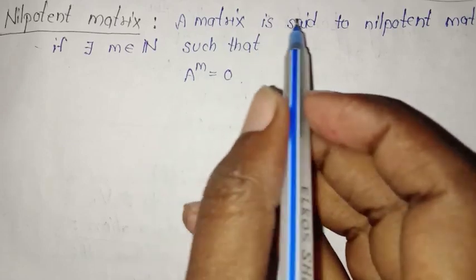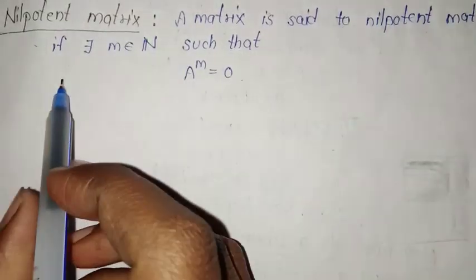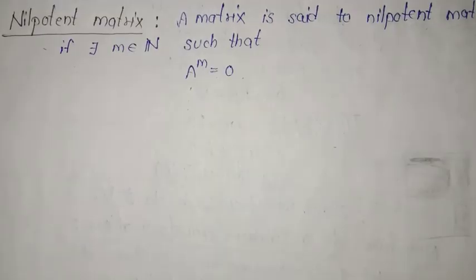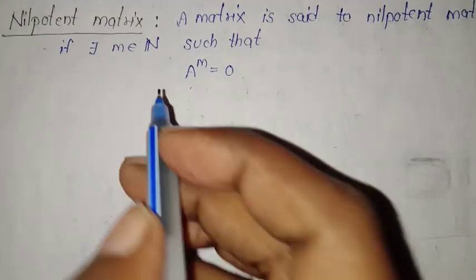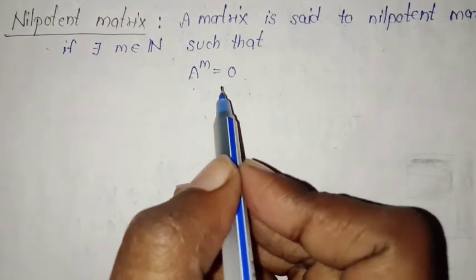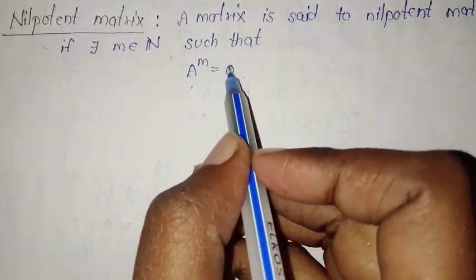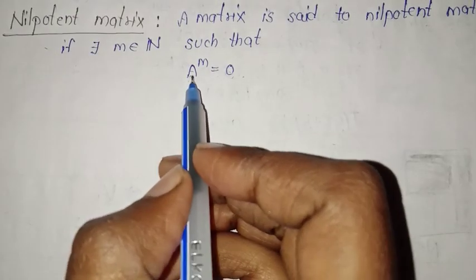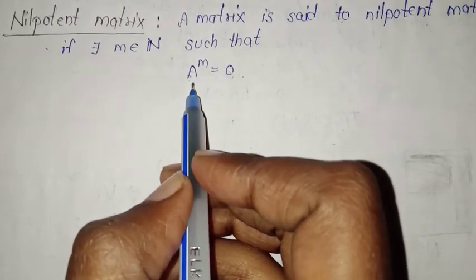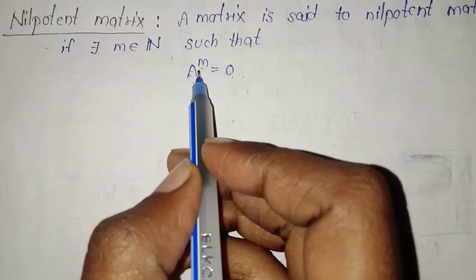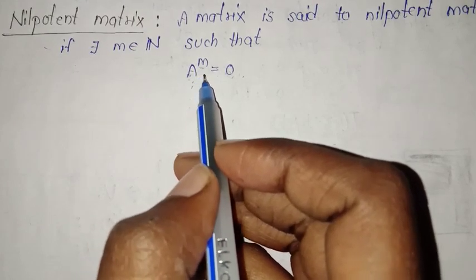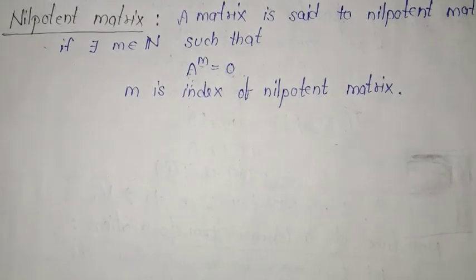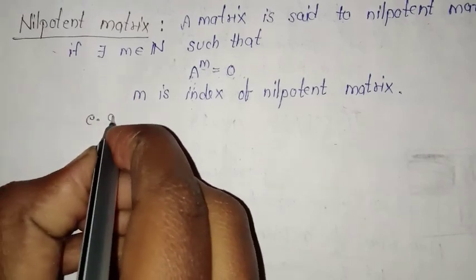A matrix A is said to be a nilpotent matrix if there exists m belongs to N such that A to the power m is equal to 0. That means if you multiply the given matrix by itself m number of times and you get the 0 matrix, this is the null matrix, then you will say that A is a nilpotent matrix and m is called the index of nilpotency. So here m is said to be the index of the nilpotent matrix. So let's have one example of a nilpotent matrix.